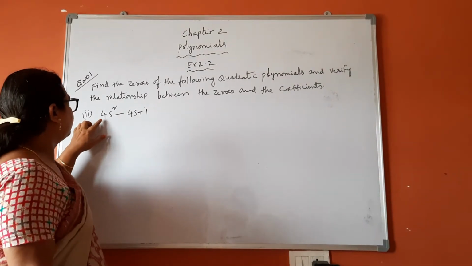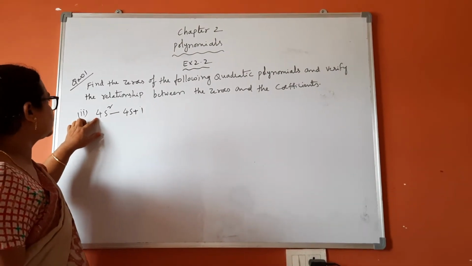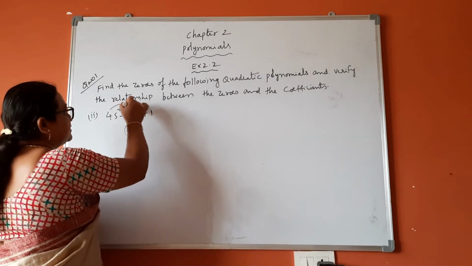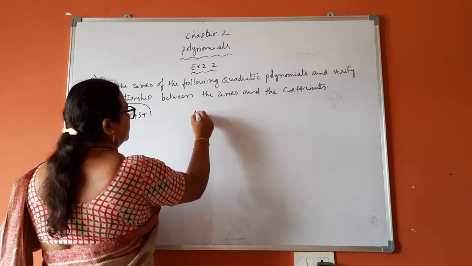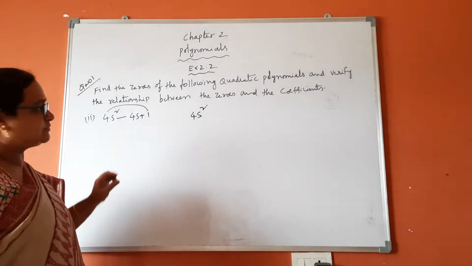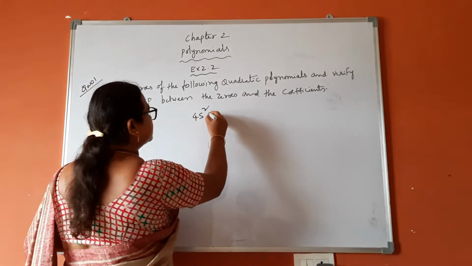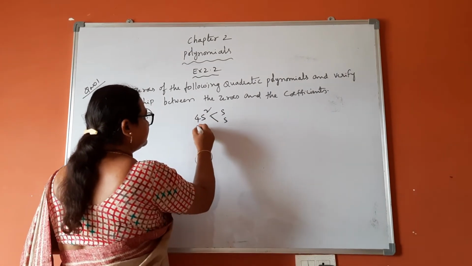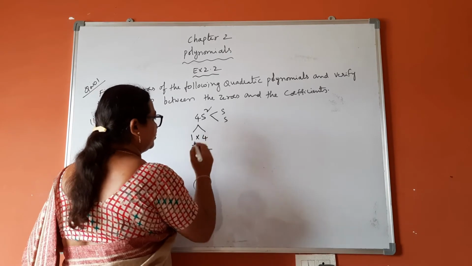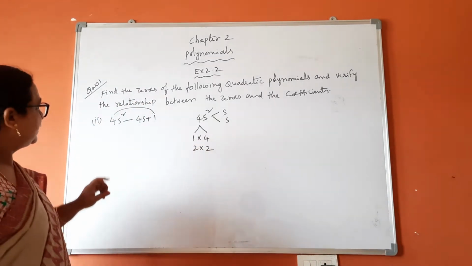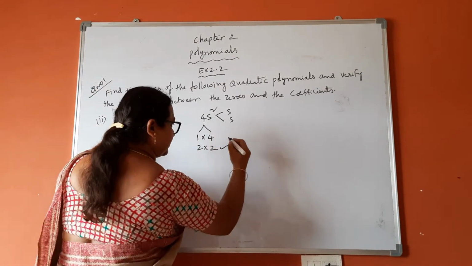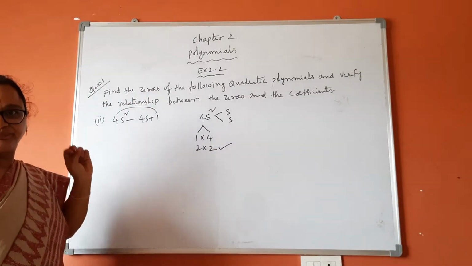Second sum, the given polynomial is 4s square minus 4s plus 1. So what is the first step in splitting the middle term? We need to multiply the first term and the last term. So 4s square. For s square it is s into s. For 4, 1 into 4, 2 into 2. Okay. In this case, by seeing the middle term, we have to select this pair.